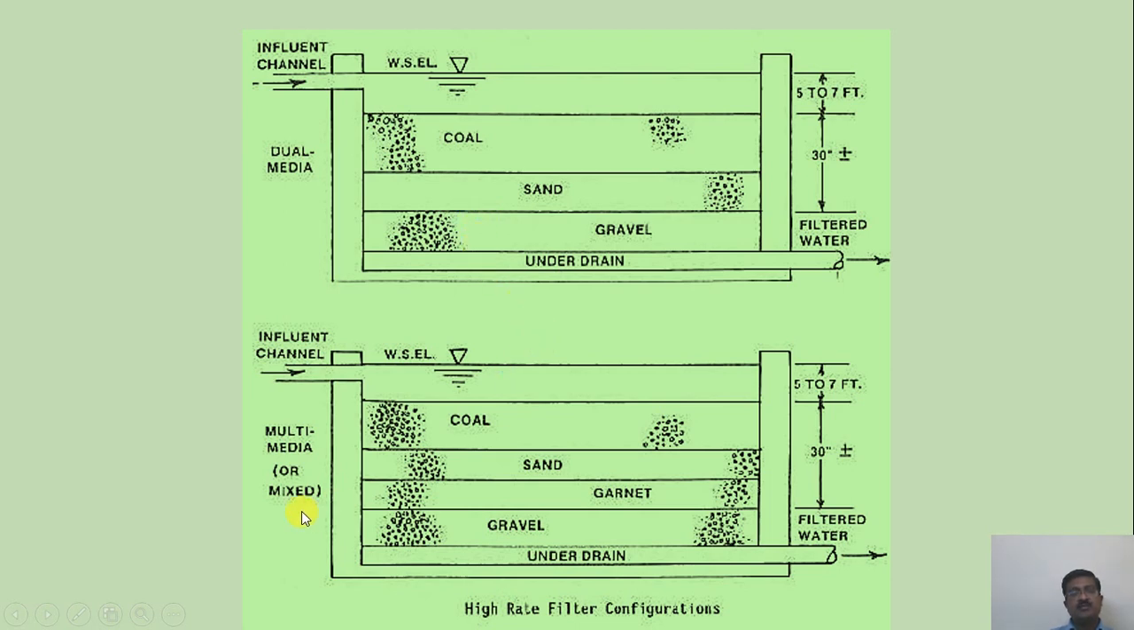Then multimedia or mixed bed filter, in which a combination of the various filter media can be used. So here in this cross section, you can find the different layers of coal, sand, garnet and gravel. Such a combination can be made, and such filters are known as multimedia filters or mixed bed filters.